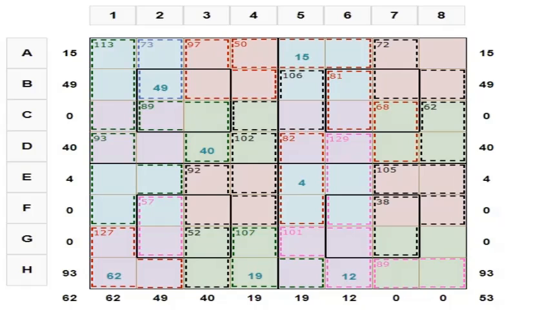Friends, now we will see how to solve this many square puzzle. So, the rules we already know.